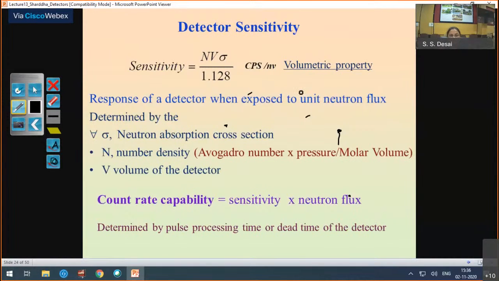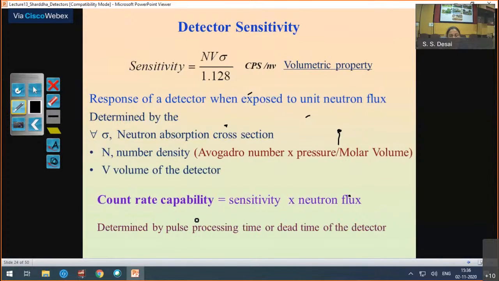That obviously depends on the absorption cross section and the velocity of neutrons, as we have seen earlier, but the overall sensitivity is calculated using N, the number of neutron sensitive atoms per unit volume, multiplied by the total volume of the detector in which the gas is filled, and the neutron cross section. The cross section is taken at the mean velocity, so 1.128 is a normalizing factor. You can see here how many counts we get from a detector kept in unit neutron flux. It is a volumetric property of the detector, so the entire detector volume should be placed in the ocean of neutrons.